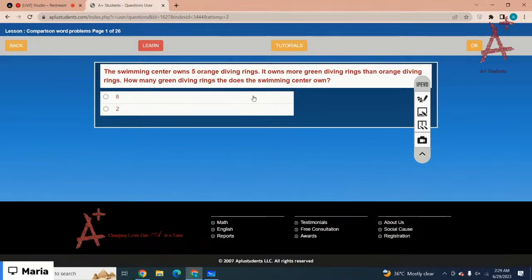Okay, so in the question you are given, you have more diving rings. Got it? So orange ones are 5. So obviously the number that is greater than 5 is the green rings. Got it? Because you have 8 and 2. But in the question you are given, you have more green rings than orange. So it would be 8. The correct option is 8.